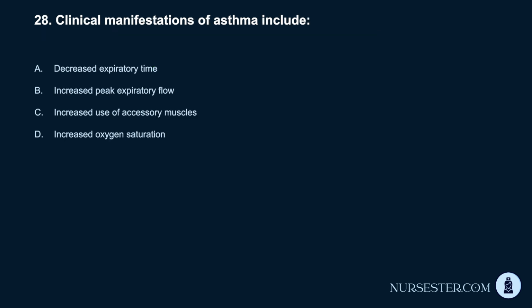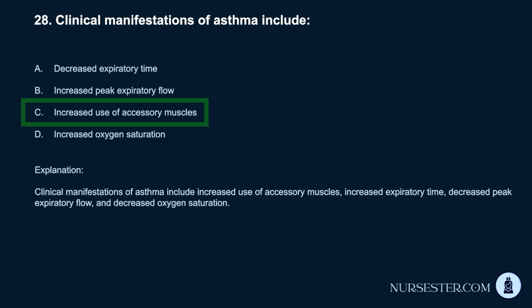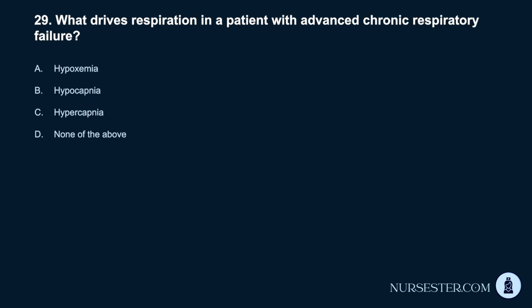28. Clinical manifestations of asthma include A. Decreased expiratory time. B. Increased peak expiratory flow. C. Increased use of accessory muscles. D. Increased oxygen saturation. Correct answer: C. Increased use of accessory muscles. Clinical manifestations of asthma include increased use of accessory muscles, increased expiratory time, decreased peak expiratory flow, and decreased oxygen saturation.